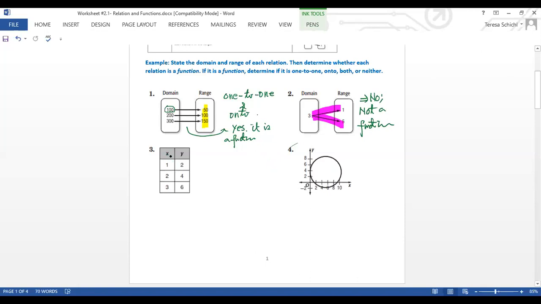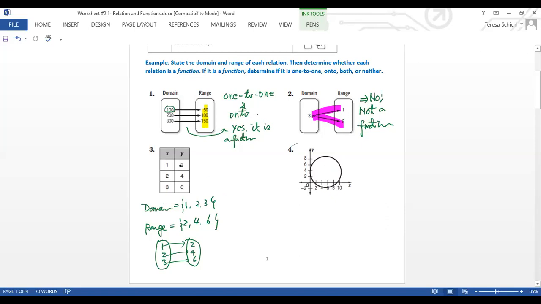This one here is x equal to 1, 2, 3, y equal to 2, 4, 6. So what is the domain here? It is 1, 2, 3. And what is my range here? The range here is 2, 4, 6, right? So if you want to graph it, it's simple: this is 1, 2, 3, then this is 2, 4, 6, right? And so 1 goes to 2, 2 goes to 4, 3 goes to 6.